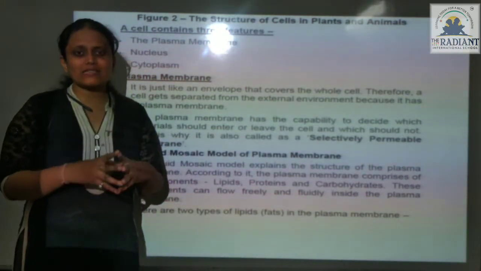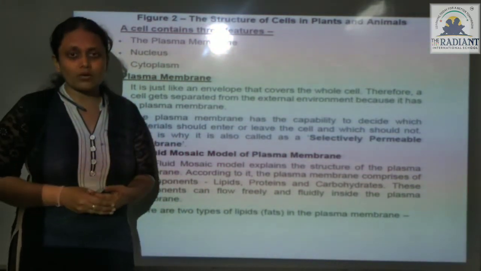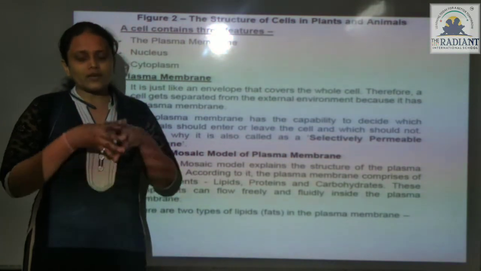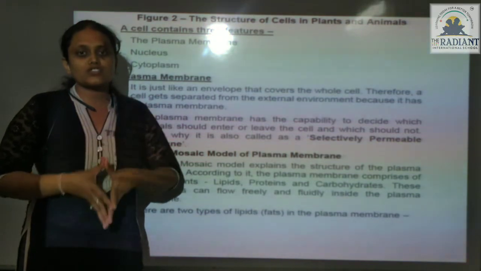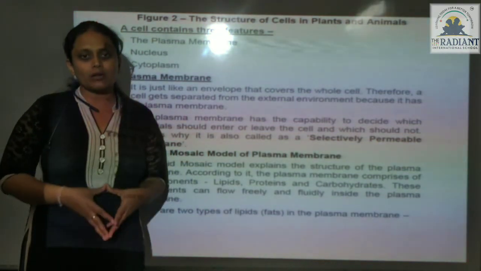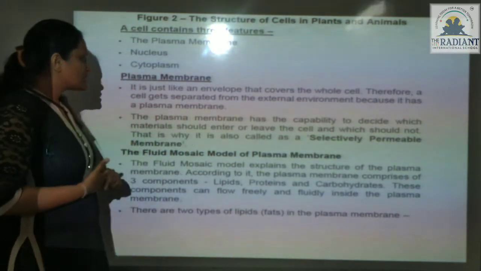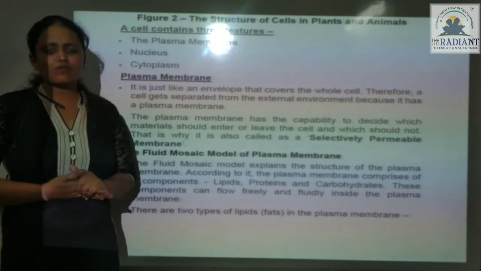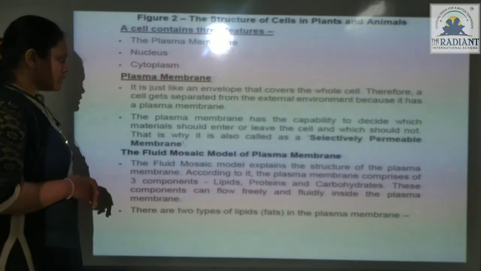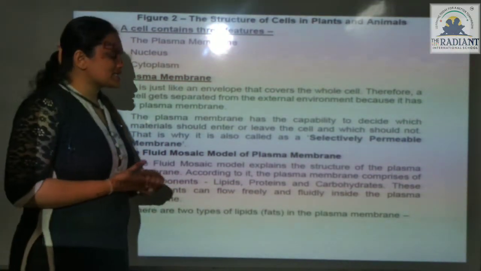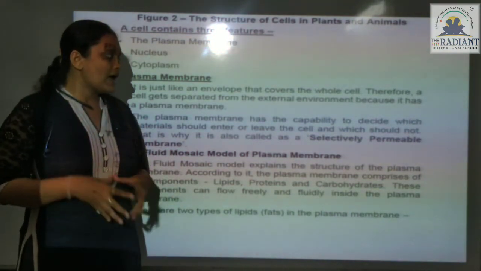So it is working as an envelope-like covering which is protecting the cell from the outer surrounding. That means it ensures that the cells do not interact with the outer world, and all their functions remain intact in one particular body part only. Therefore, our cell gets separated from the external environment because it has a plasma membrane. Now here we can see the plasma membrane has the capability to decide which material should enter or leave the cell and which should not.